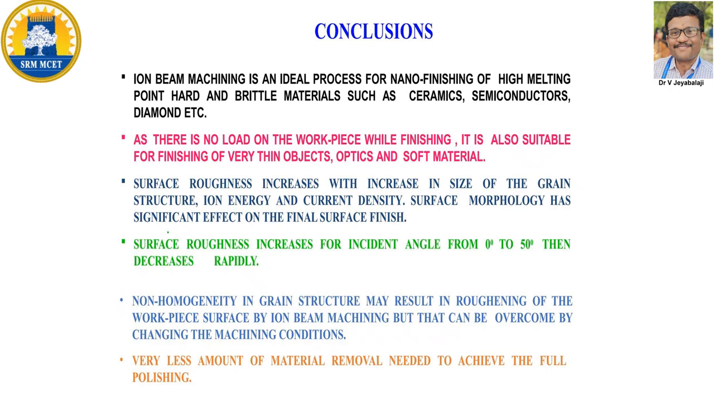Non-homogeneity in grain structure may result in roughening of the workpiece surface by ion beam machining, but that can be overcome by changing the machining conditions. For full polishing, a very small amount of material will be removed. So these are the different conclusions of the ion beam machining process.